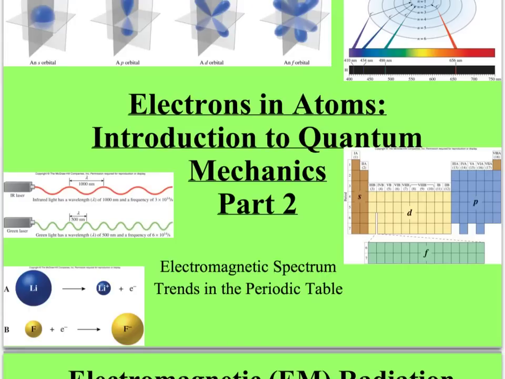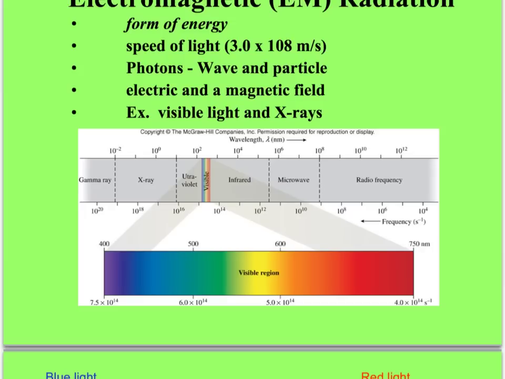Okay, for this next section, which is part 2, we're going to be talking mainly about the electromagnetic spectrum. Electromagnetic radiation, which is sometimes called EM radiation for short, is basically just a form of energy. This is where you deal with the speed of light, which is 3.0 times 10 to the 8th meters per second. And I know it's not written like that there, but it should be 10 to the 8th meters per second. Now, electromagnetic waves are made up of photons.